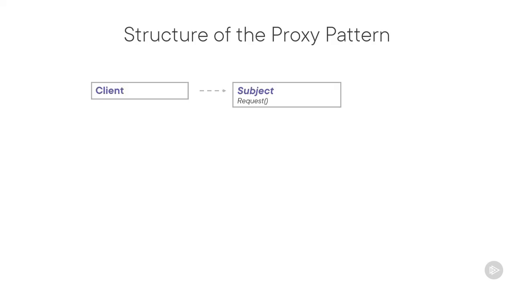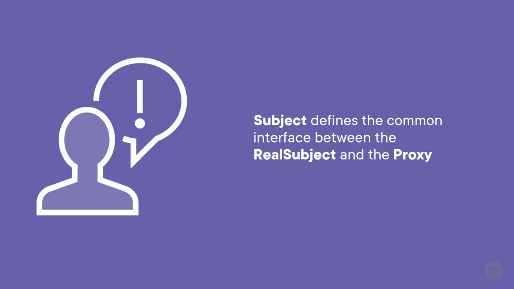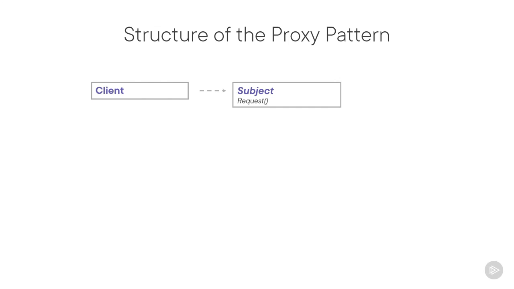The first player in the proxy pattern is called the subject. This is what defines the common interface between two other classes, the real subject and the proxy. It's the contract both of these adhere to. Map this to our remote API call example and you could see this as a service contract, say with one operation on it, request. The subject can be written as an abstract class, but it can also be implemented as an interface.